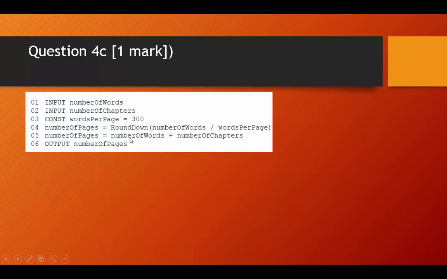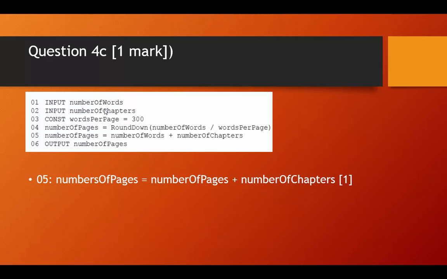So line 5 is incorrect. Line 5 should be number of pages equals number of pages, which is this calculation, plus number of chapters, like so. Because we are updating that variable, we say number of pages equals number of pages, because it's got this calculation here already done on line 4, and then number of chapters.